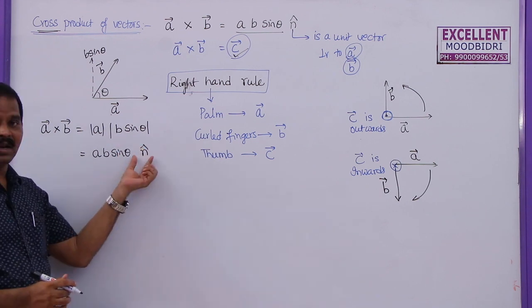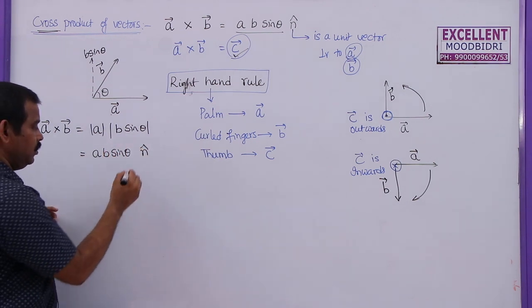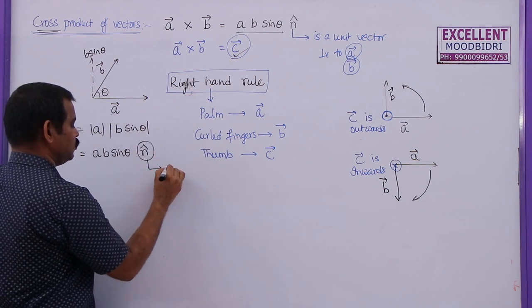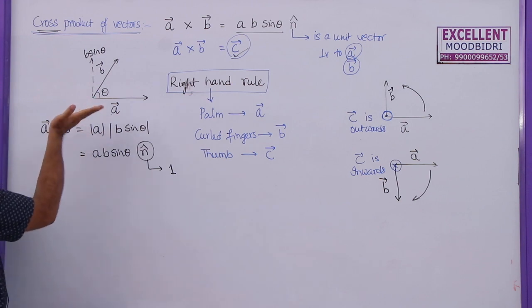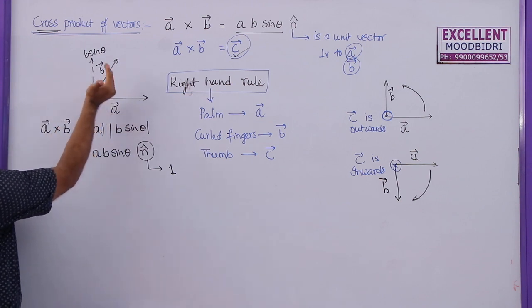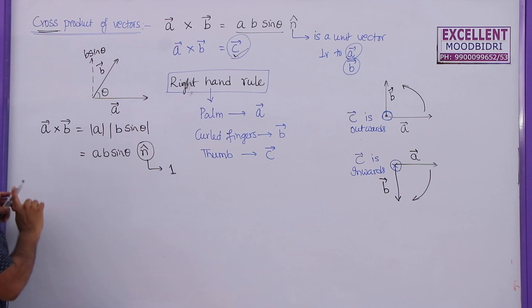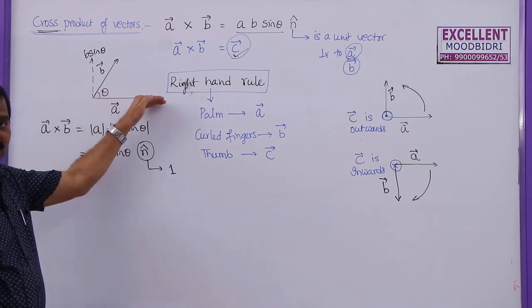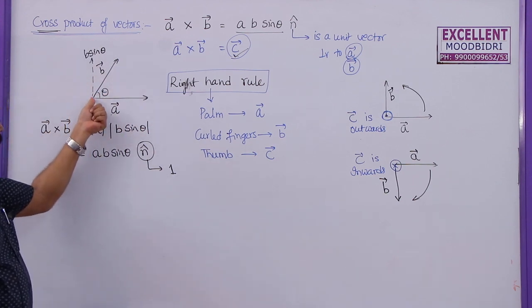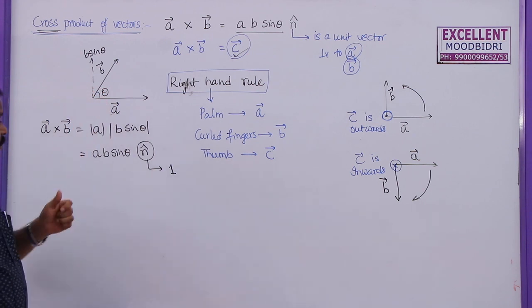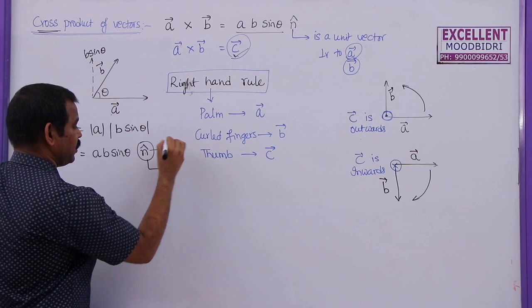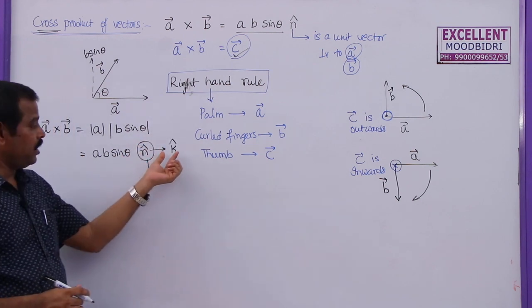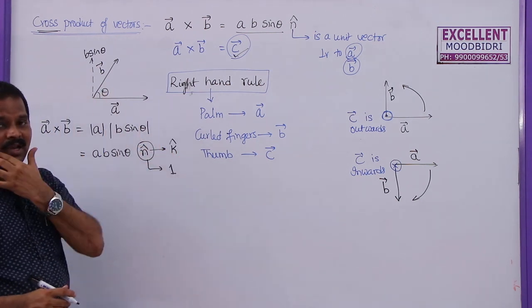So, what is this n cap here? N cap is a unit vector whose magnitude is equal to 1, but what is its direction for this diagram? This is A bar, this is B bar, and C is along this direction. This is along the x axis, this is along the y axis, and the C vector will be along the z axis. So, n cap will become k cap in this case. Why? Because k cap is a unit vector along the z axis.